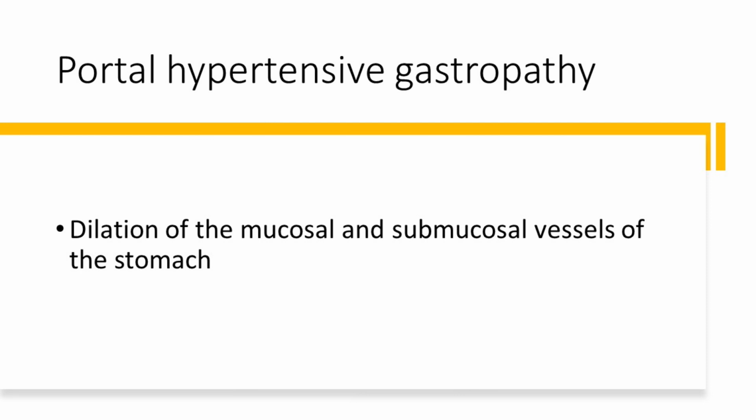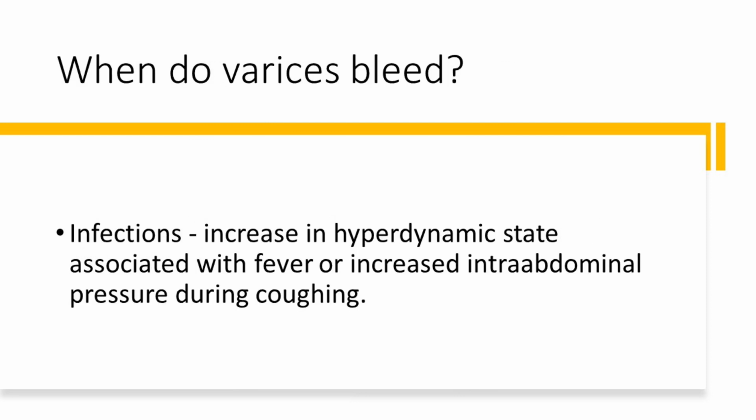But this is another area where there are no varices, but just because of the hypertensive gastropathy, the child can bleed from the stomach. So when do these varices bleed? Mostly it's because of some infections that have occurred. The hyperdynamic circulation increases with the fever. Sometimes they have a respiratory tract infection, they are coughing, that increases the intra-abdominal pressure, they can bleed. So most of the times you get these patients bleeding when they have had some URTI or some fever.